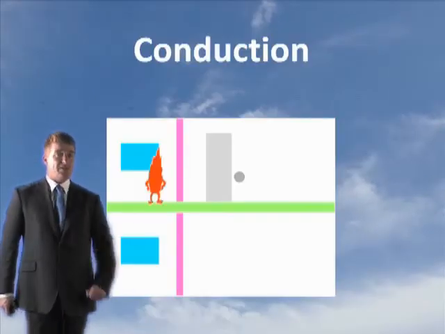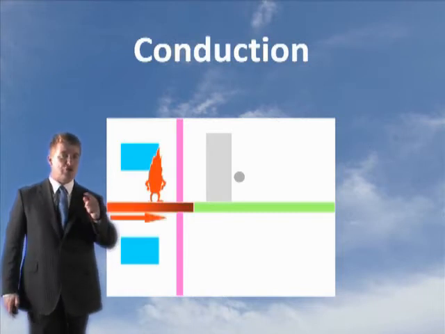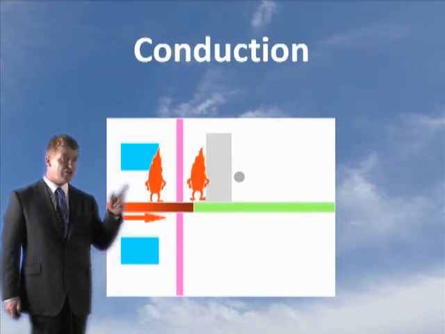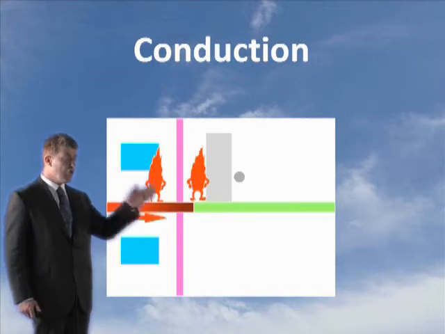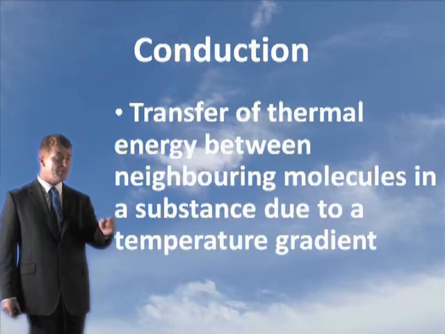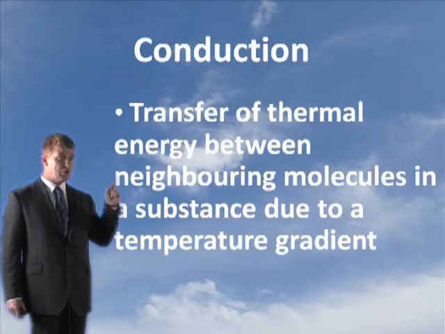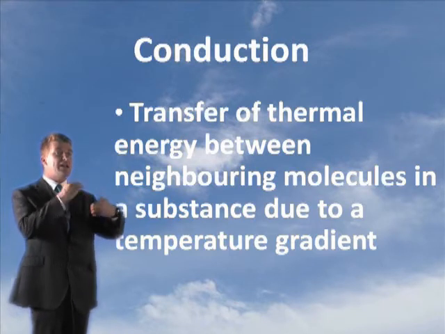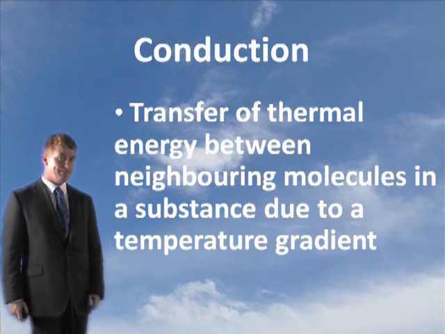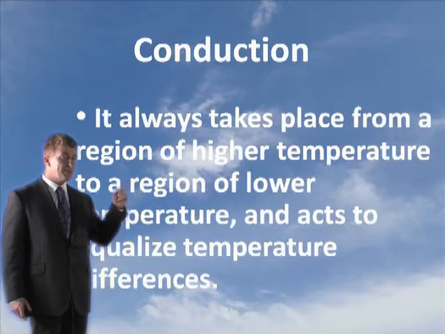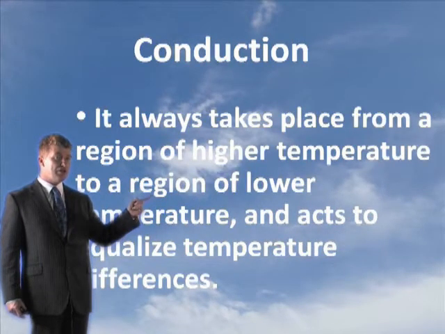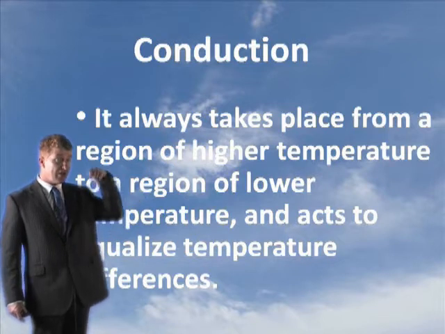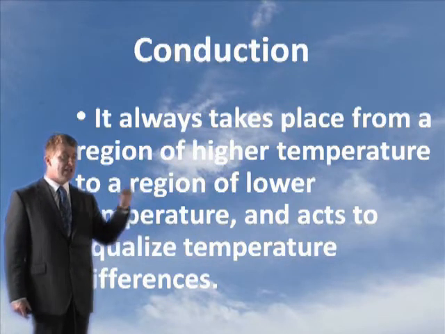The next heat transfer mechanism I'm going to go through is conduction. So I've covered radiation and convection, now conduction. Conduction is the transfer of thermal energy between neighbouring molecules in a substance due to there being a temperature gradient there. And it always takes place from a region of higher temperature to a lower one. It's always transferring from higher to lower, and it acts to equalise.